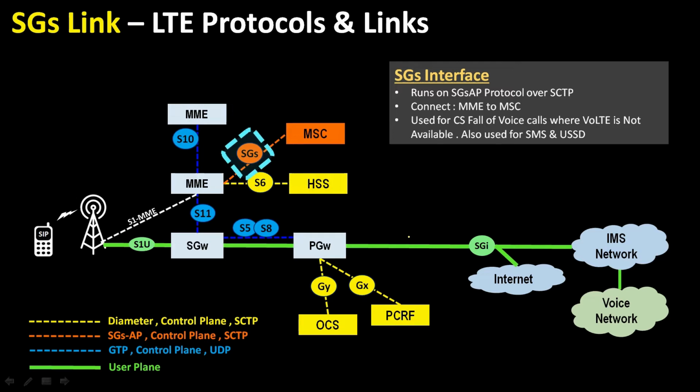SGs. The SGs interface is used for connectivity between LTE MME and a CS network, which can be the 2G or 3G MSCs. Prior to VoLTE launch, this link was playing a very critical role in 4G networks by enabling the CSFB function and SMS for the users. I mean to say, a user before the launch of VoLTE services can use 4G service for voice and SMS only with the help of this particular link.